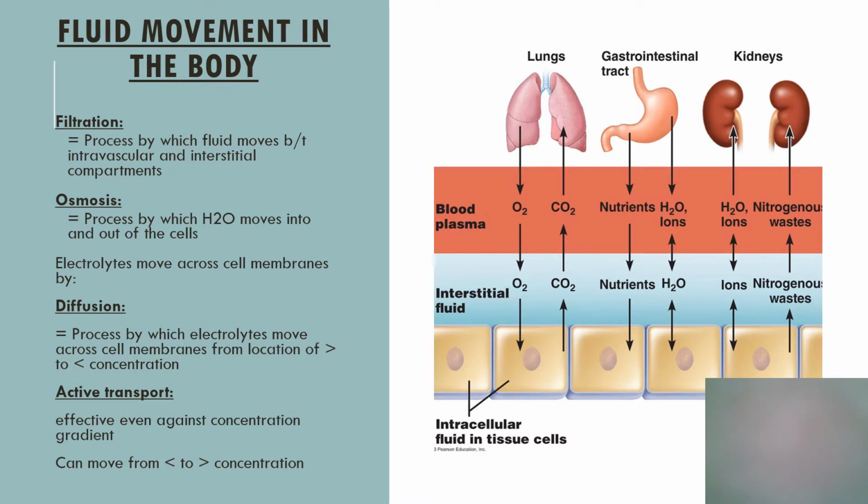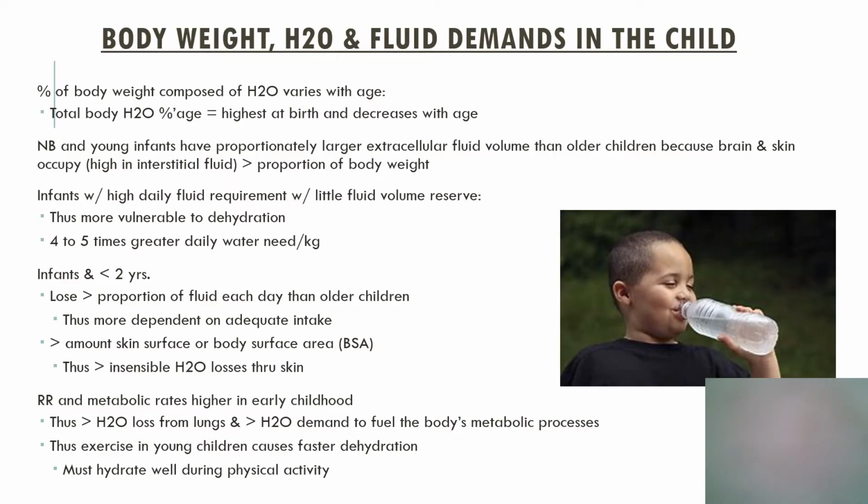In terms of how electrolytes may move, there are two processes. One is diffusion, and diffusion is really based on concentration. Electrolytes will move from an area of higher concentration to an area of lower concentration. That's diffusion. There are also ways to actively transport electrolytes, and doing that enables the electrolytes to be transported against a gradient of concentration. So it won't matter whether there is a higher or lower level of concentration; they can move regardless of that.